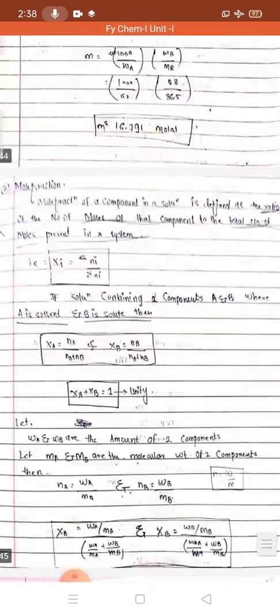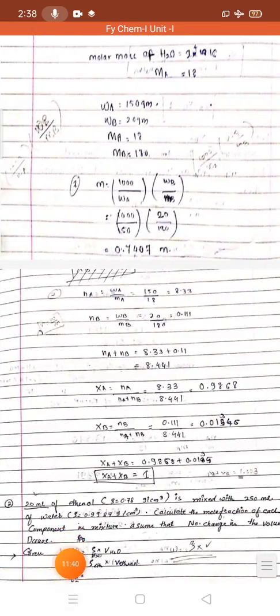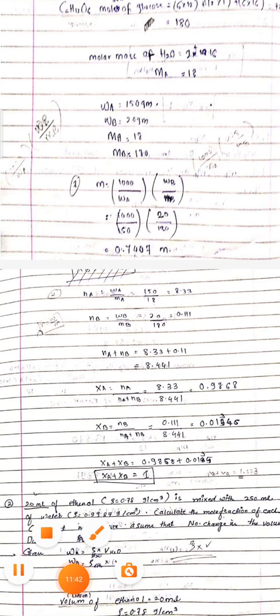If you are not getting anything, you can ask. Here the first unit of the paper 1 has been finished.